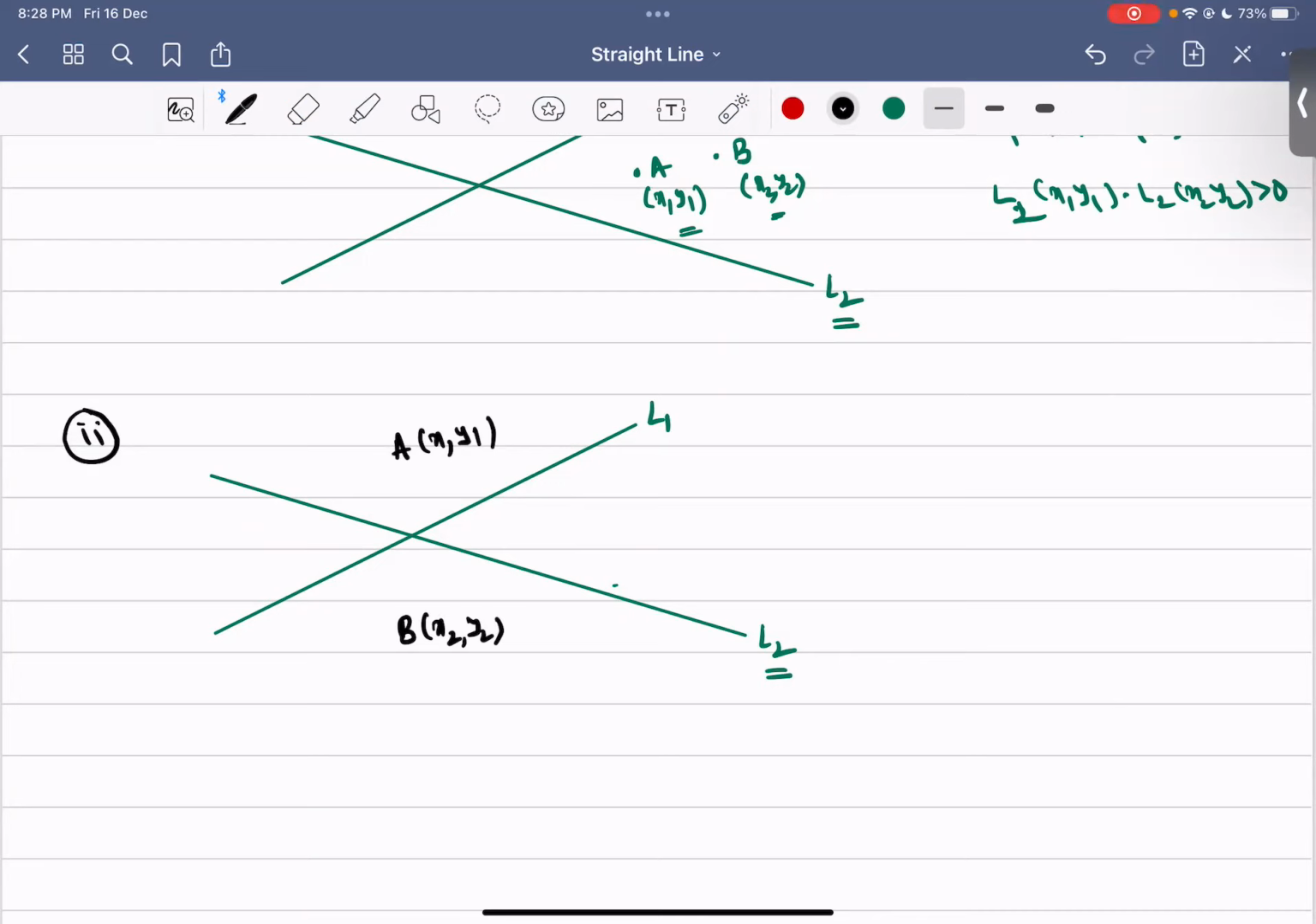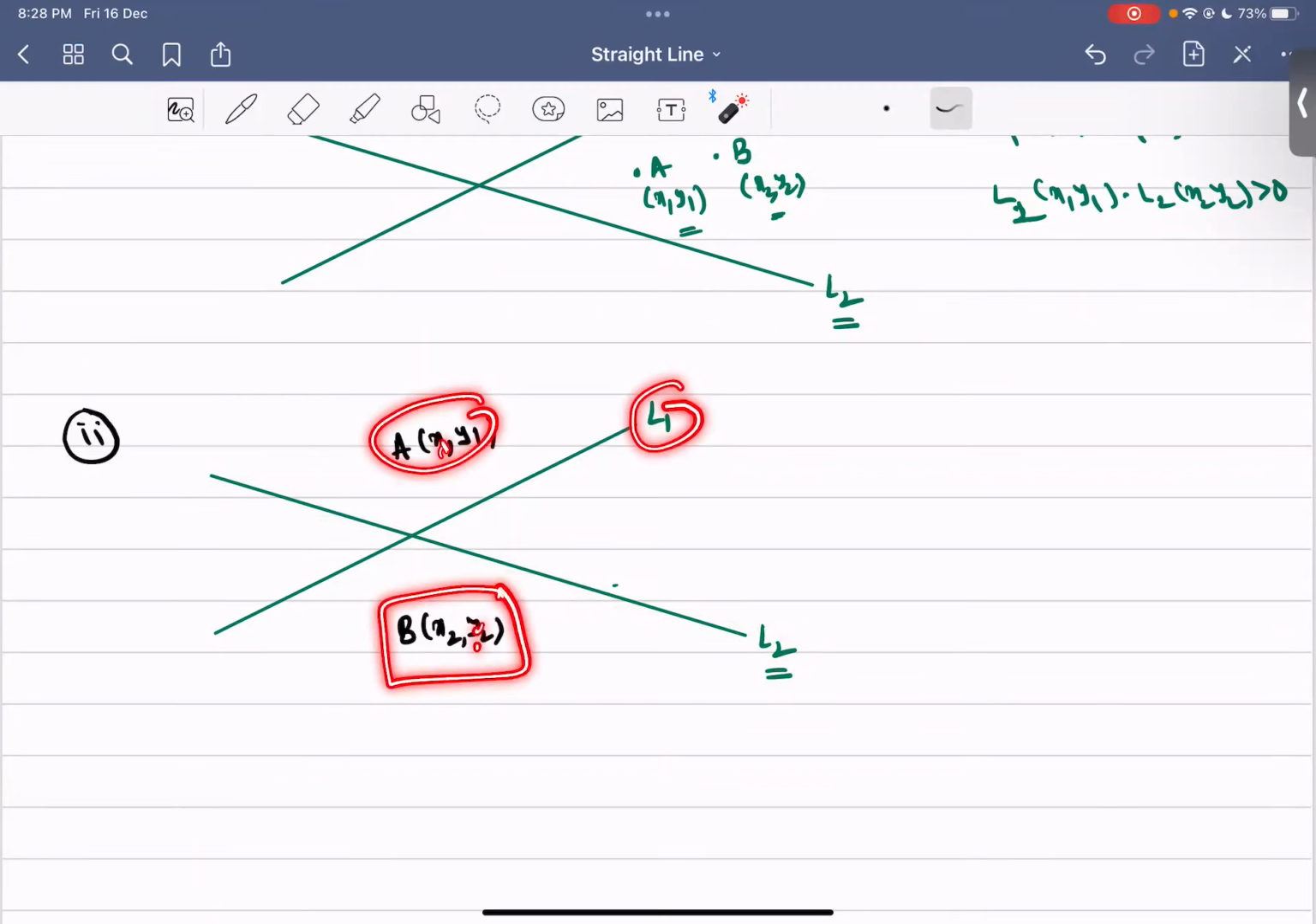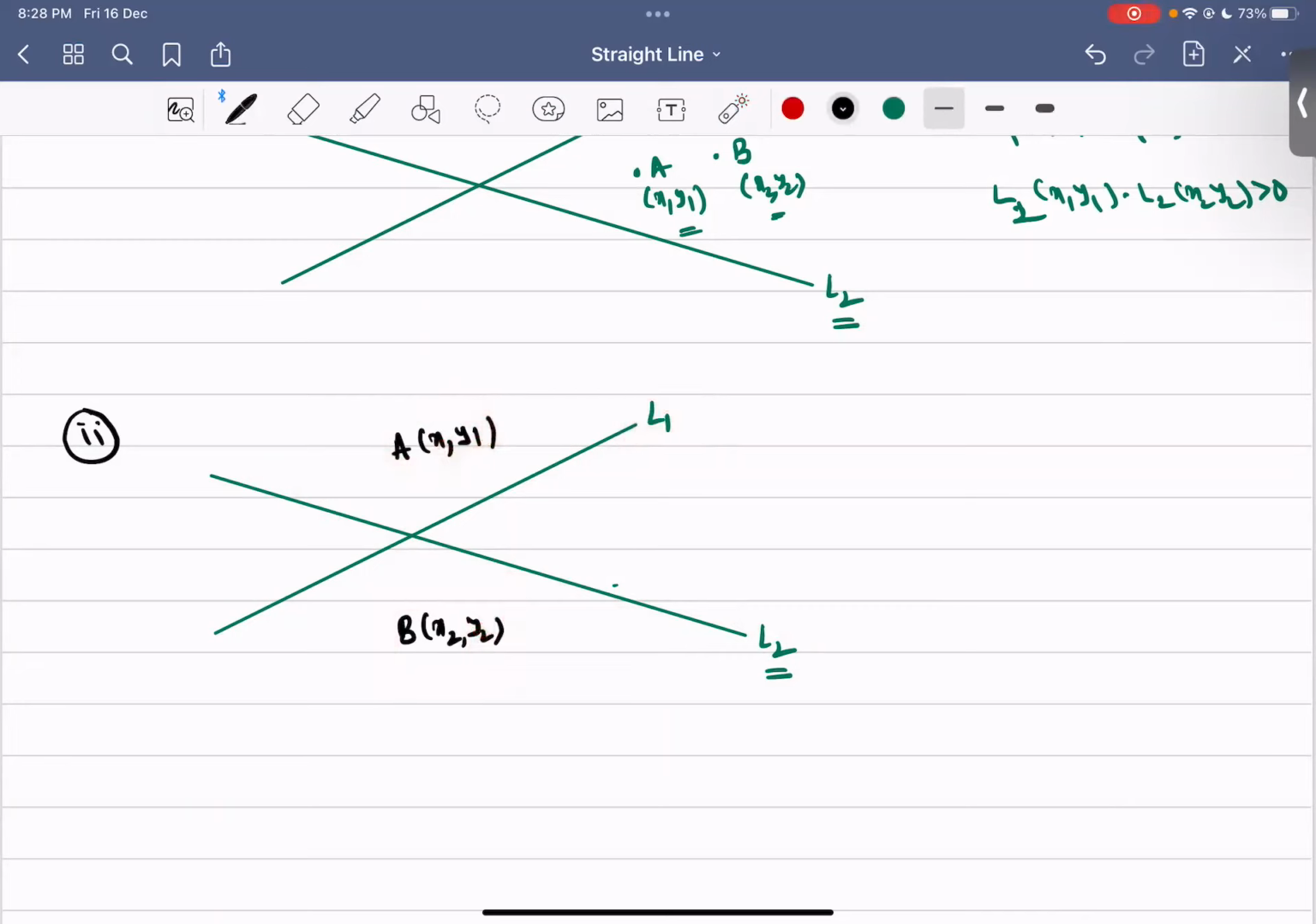Okay, vertically opposite angles. Now see, with respect to L1, forget about L2. Just see L1. With respect to L1, A (x1, y1) and B (x2, y2) are on opposite sides or not? Yes, sir. L1 of (x1, y1) times L1 of (x2, y2) is negative with respect to L1. Now forget about L1. With respect to L2, both are on opposite sides. That's why L2 of (x1, y1) times L2 of (x2, y2) is also negative. This is the reason.